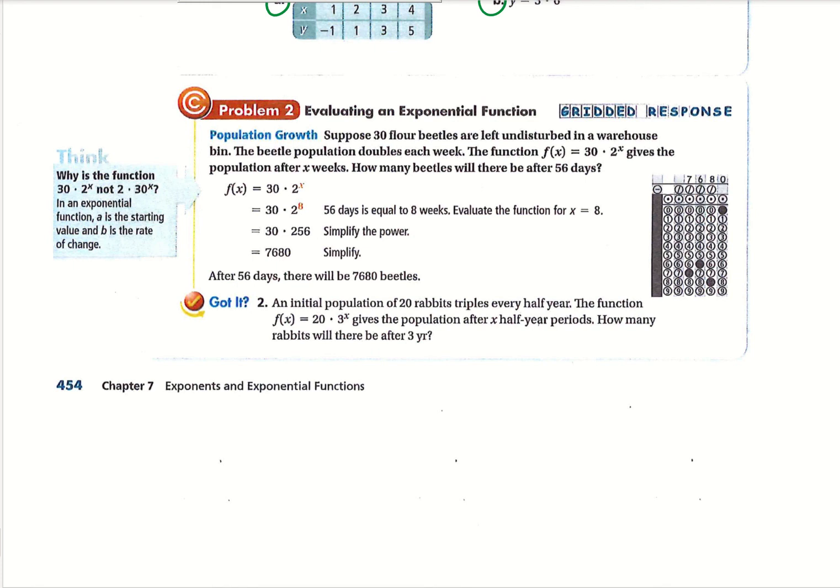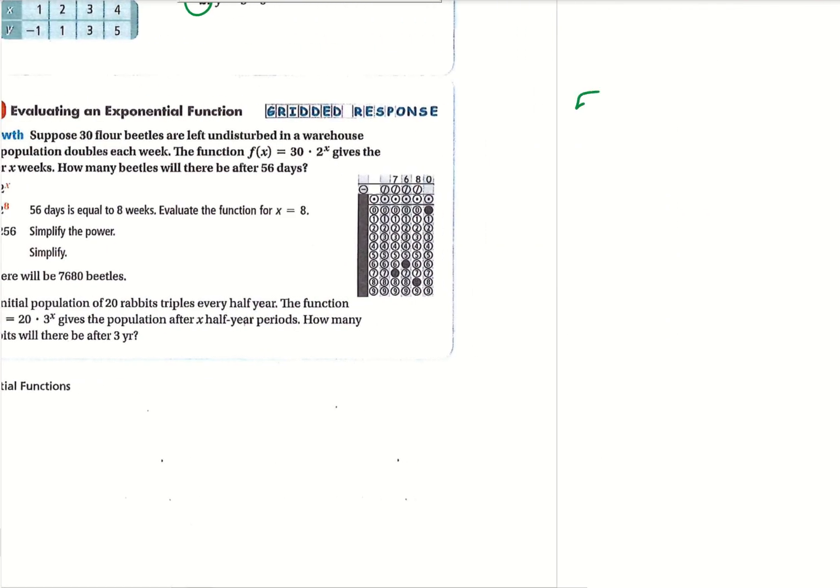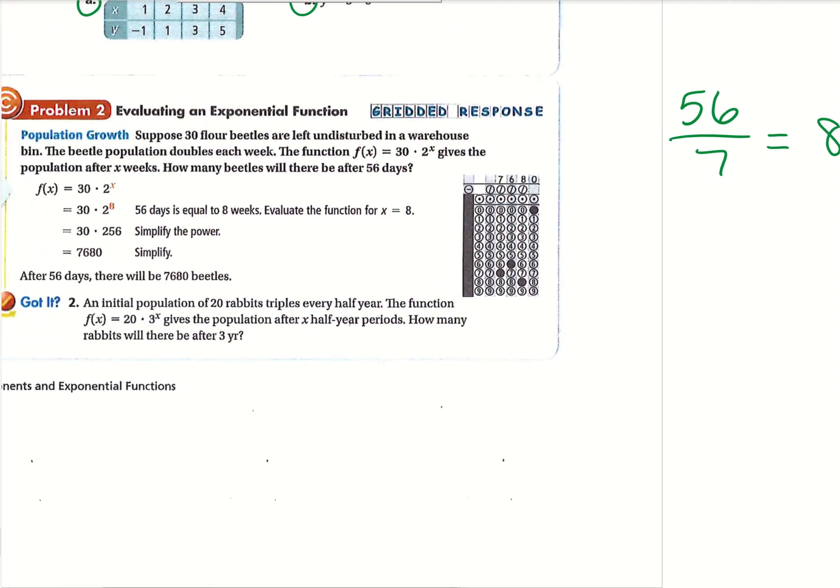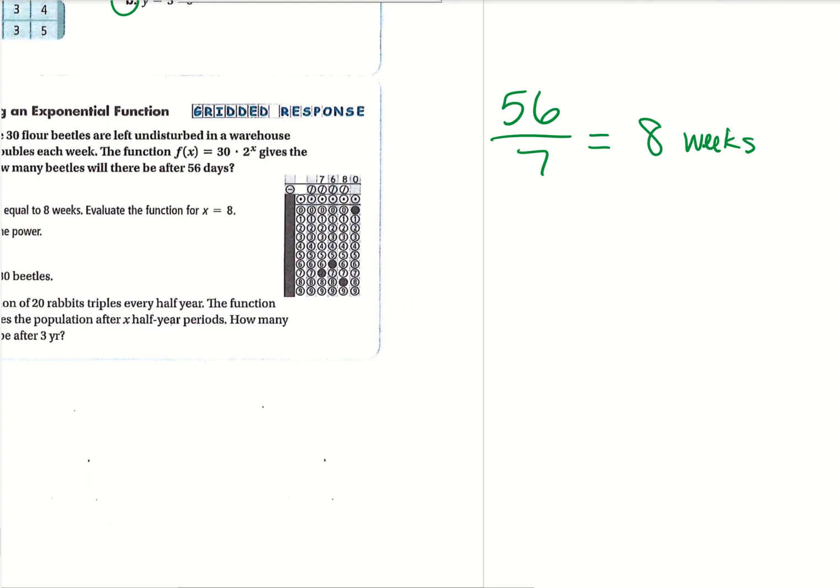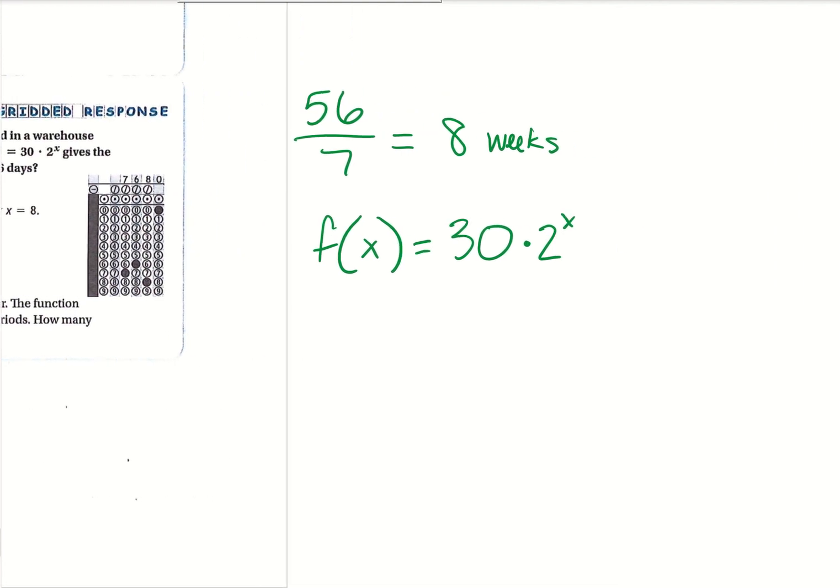Okay, well, first thing you've got to do is find out how many weeks 56 days is. There's 7 days in a week, so I'm going to divide 56 by 7. That should give you 8 weeks. Okay, so with the function f of x equals 30 times 2 to the x, I'm just going to plug in 8 for x. So now we have f of 8 equals 30 times 2 to the power of 8.